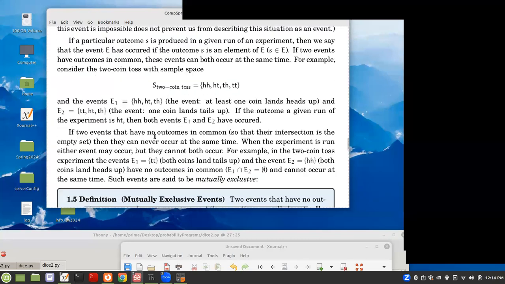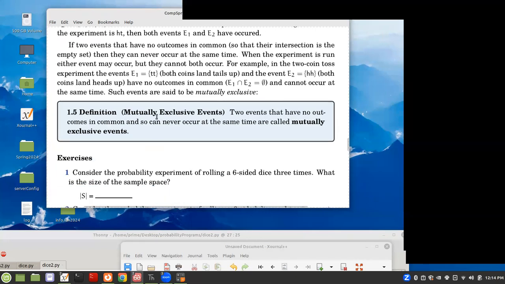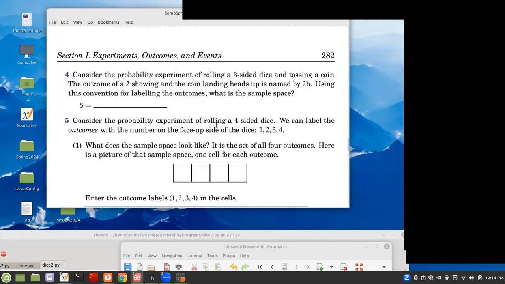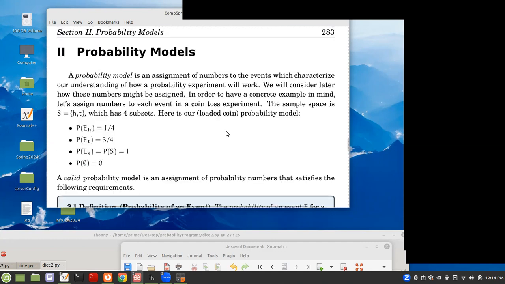Okay. And I think we didn't do mutually exclusive events. Two events that have no outcome in common and so can never occur at the same time are called mutually exclusive events. If they're mutually exclusive, their intersection is the empty set and the probability of the empty set is zero. So that means the probability of two mutually exclusive events occurring is zero. There's some exercises there in the text.